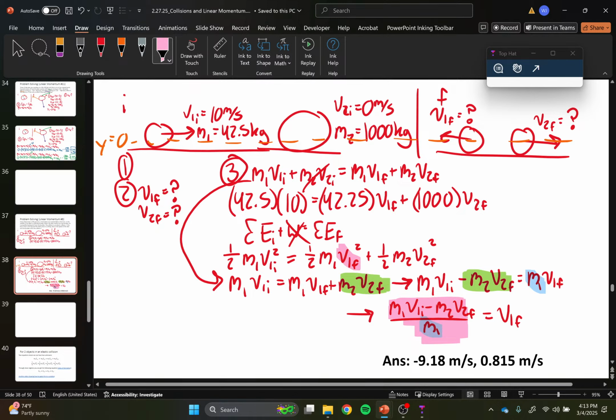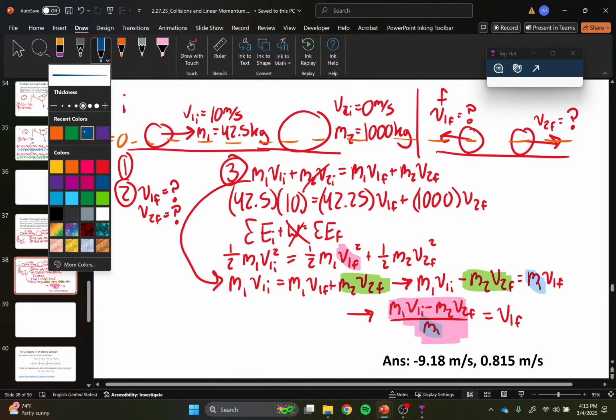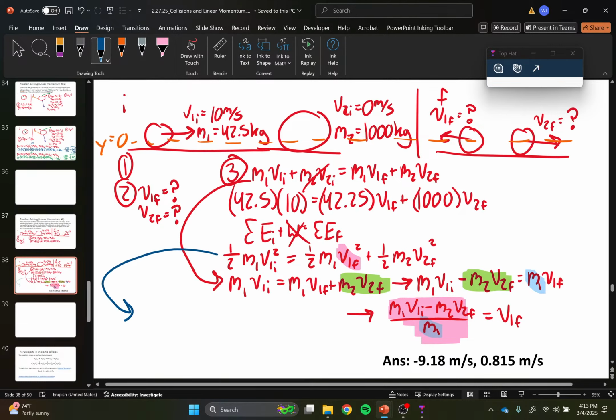So, great. I'm just going to show you all what this looks like, and then you could do it for yourself if you really want. So we get 1/2 M1 V1 initial squared. We know all those values. You just chuck those in there. Equals 1/2 times M1 times (M1 V1 initial minus M2 V2 final, all divided by M1), square that whole thing.